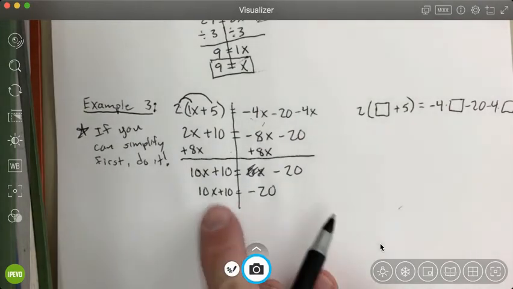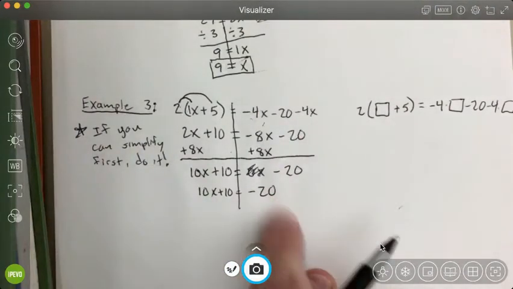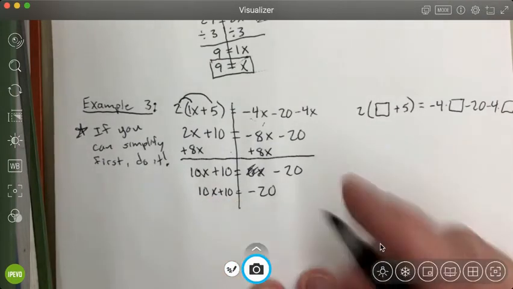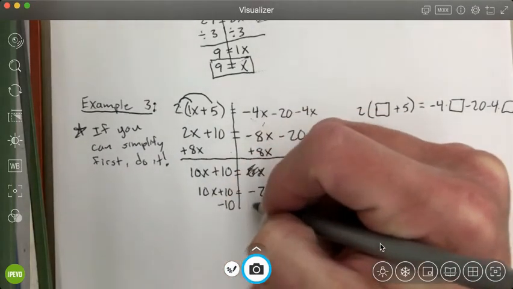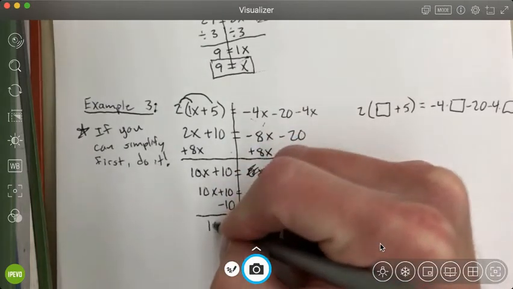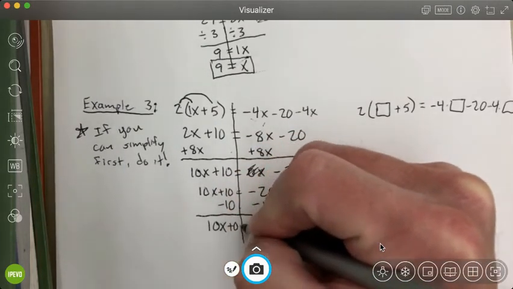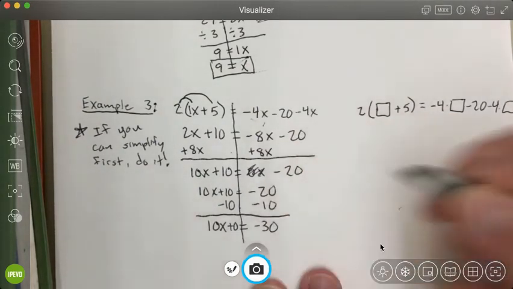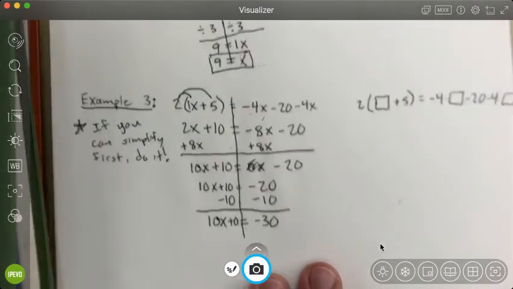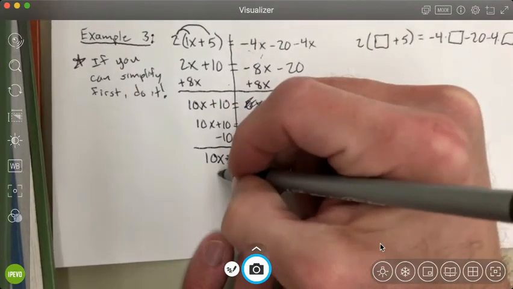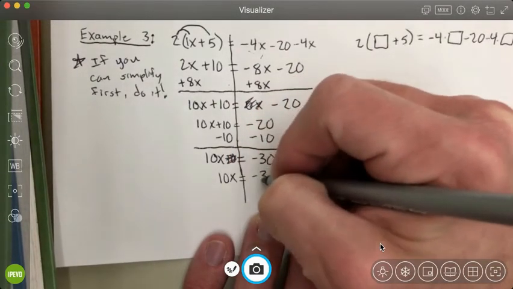All right, so now x is on the left side. There's no x's on the right side. I want to get x all by itself, or the x term. So this plus 10 is getting in the way of that. So I'm just going to take away the 10, which is going to give me 10x plus nothing equals negative 20 minus 10 more will be negative 30. Really, this isn't there anymore. So I'll write 10x equals negative 30.